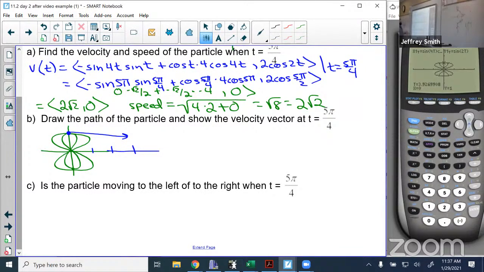Now see, there's nothing tricky. C is not a trick question. Is the particle moving to the left or to the right? Well, it looks like to the right. Not a trick question. The vector is pointing to the right.